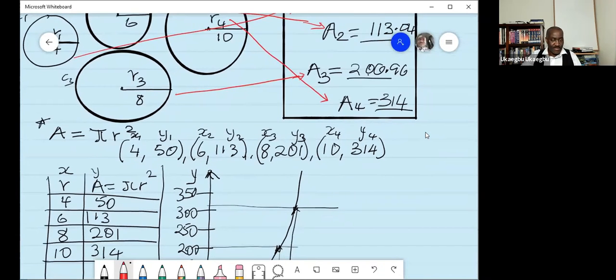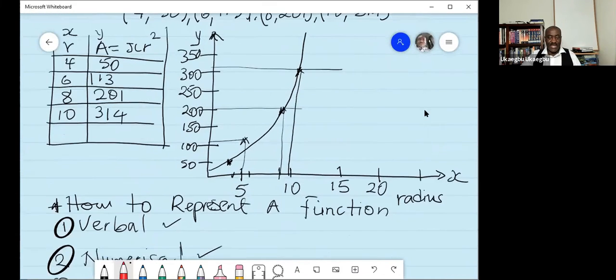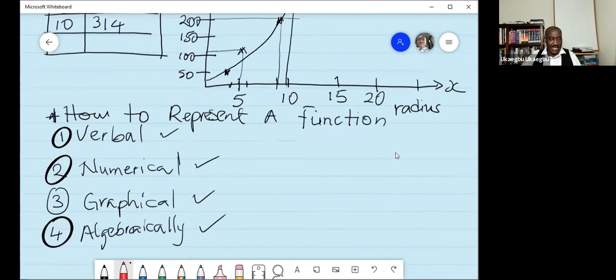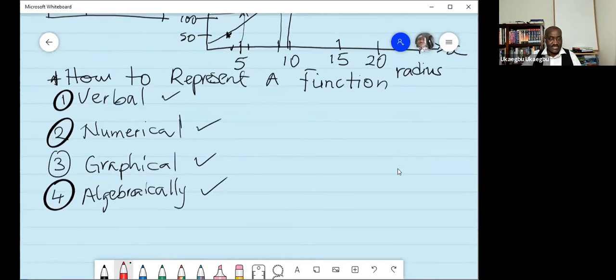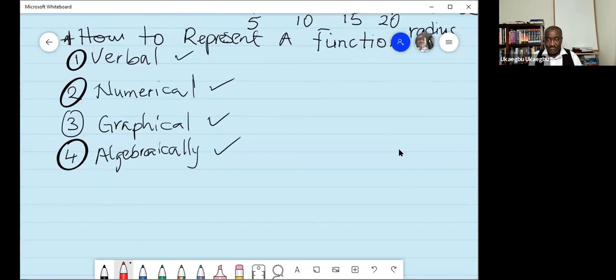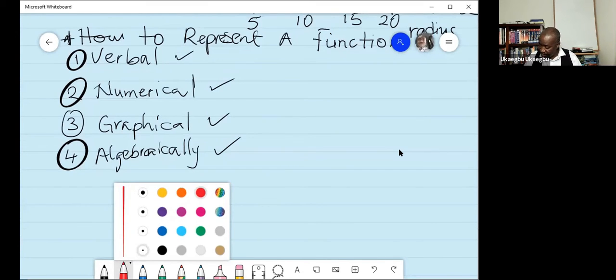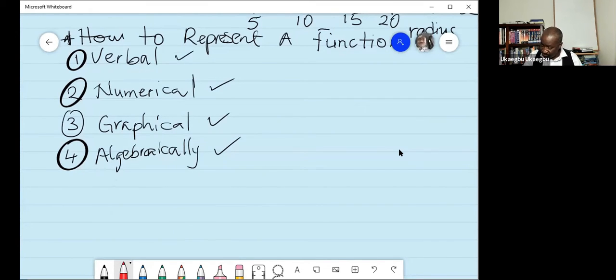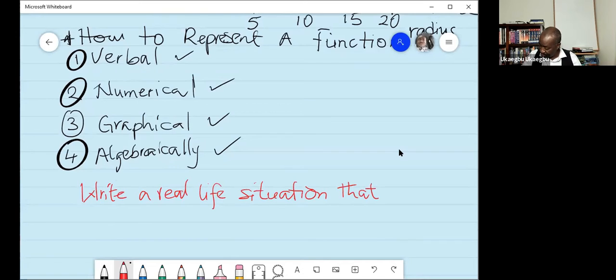All right. Okay, so now that we have seen how to represent a function, the next thing we are going to do would be, in your own paper, write a real life situation that creates a function. So write an example of a real life situation that creates a function.